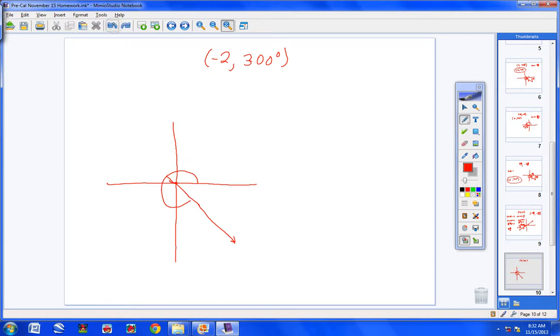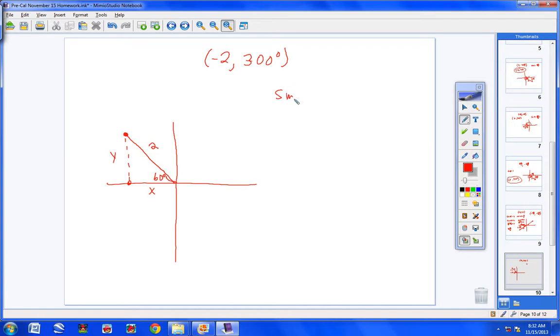So I'm going to get rid of some lines here. So what I have is this ray stopping here with a length of 2, and my angle here would be 60 degrees. Now, in order to find the rectangular coordinate pair, all that I have to do is find my x value going this way and my y value going this way.